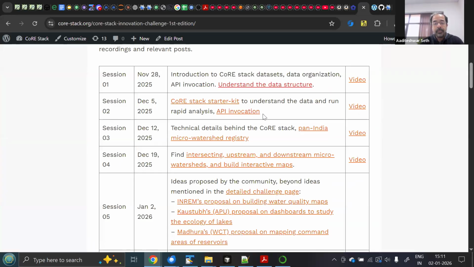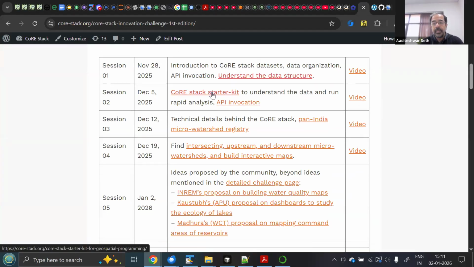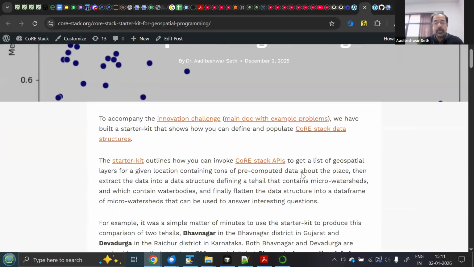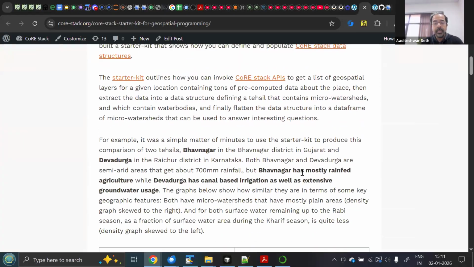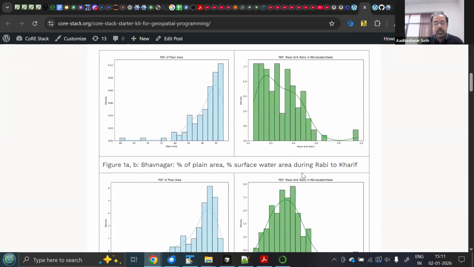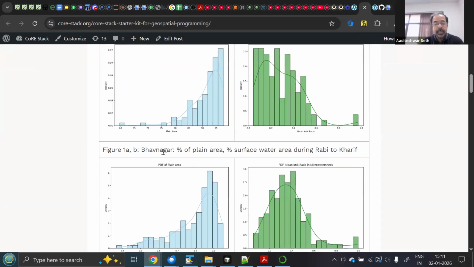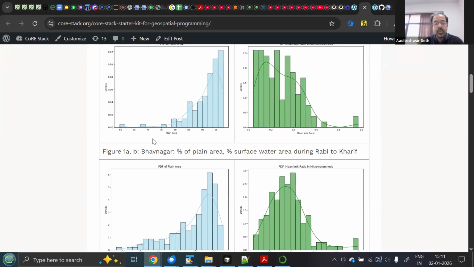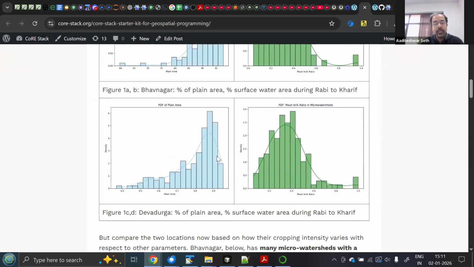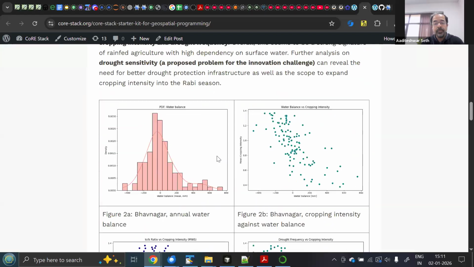After that, we wrote a bunch of starter kits. These starter kits help you understand how you can use the CoStack APIs to read data that has been pre-computed, and use it to do all sorts of different analysis. For example, this is a tehsil, and it shows for different micro watersheds how much area is plain. Most of these micro watersheds are mostly plain areas, around 95%. There's a lot of such analysis that you can do.